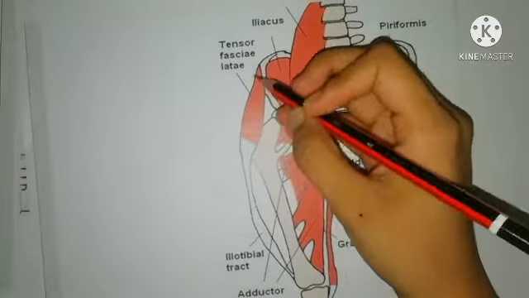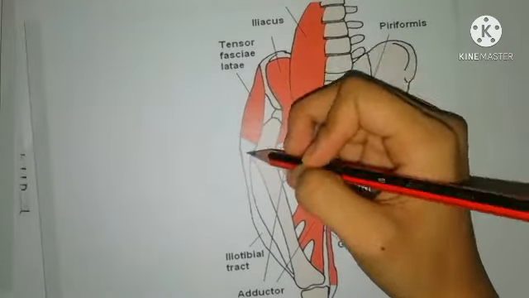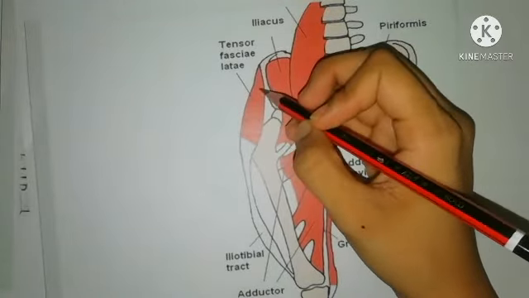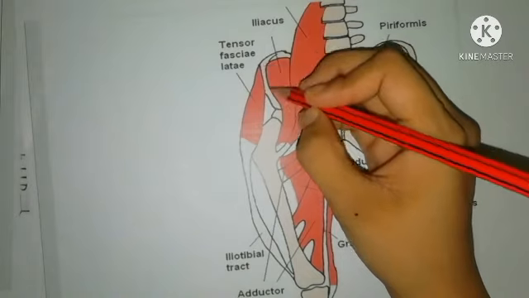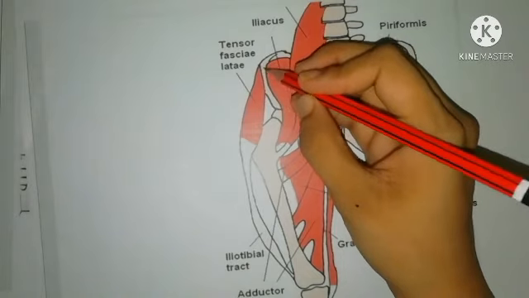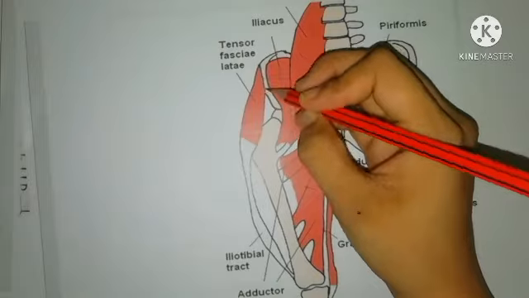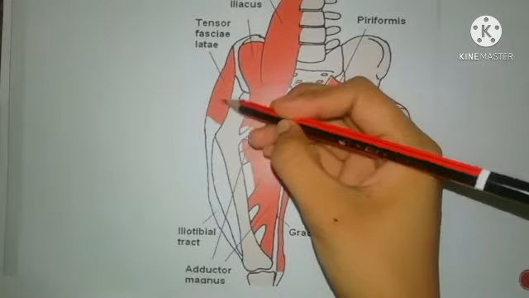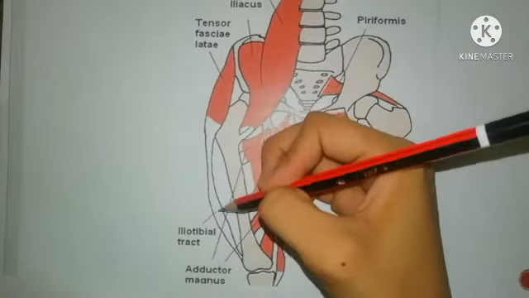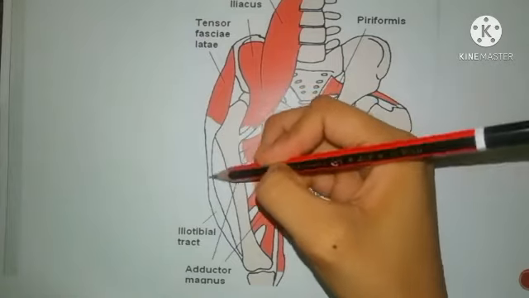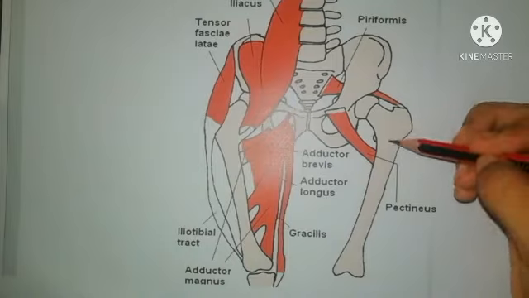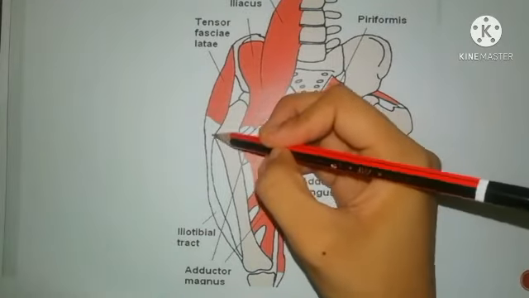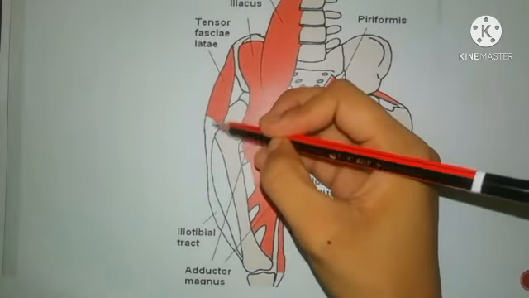Tensor fascia lata, which is over here, you can see. This muscle lies between the gluteal region and the front of the thigh. The origin of this muscle is from the outer lip of the iliac crest up to the tubercle of the iliac crest. Insertion of this muscle is in the iliotibial tract 3 to 5 cm below the greater trochanter. Here is the greater trochanter. So this muscle is inserted 3 to 5 cm below the greater trochanter.